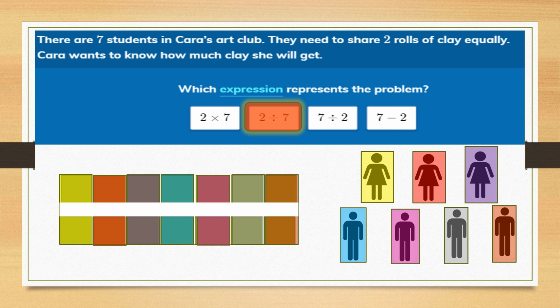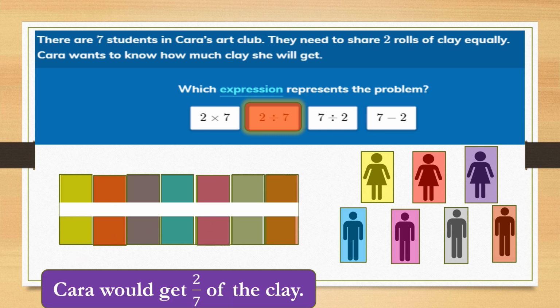So with this, each student would basically get 2 sevenths, because here we have 1 seventh and 1 seventh, which would make 2 sevenths. The same for the rest of them. So that means Kara would get 2 sevenths of the clay.